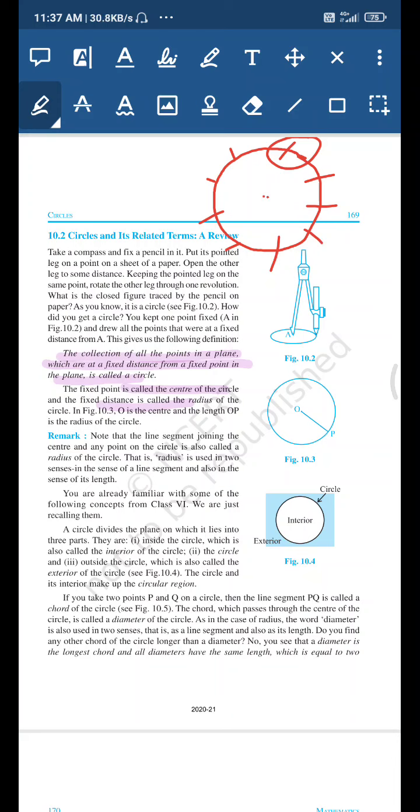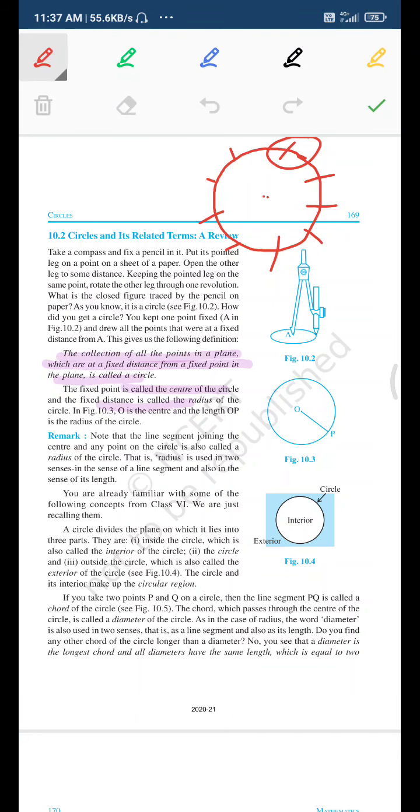Then you have a few more definitions on the same page. That is, a circle divides the plane into three parts. One is interior, another is exterior, and the third is on the circle. You can see one point is in the interior, this point is in the exterior, and this point is on the circle. So there is no need to write these definitions.